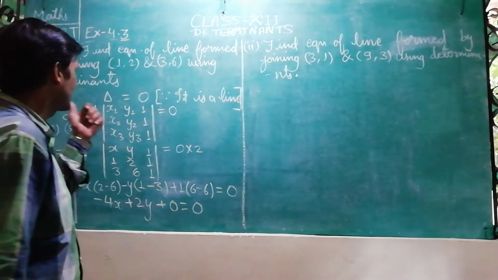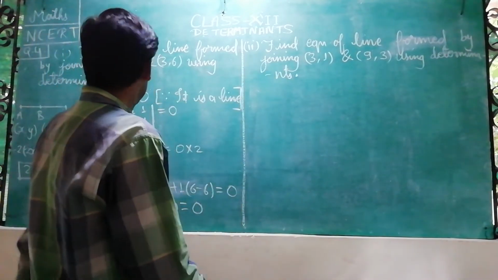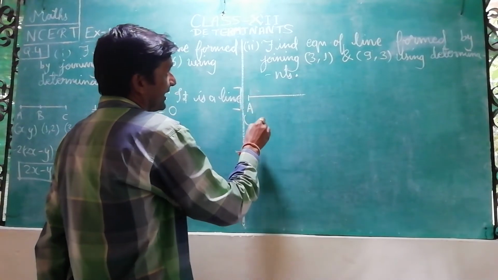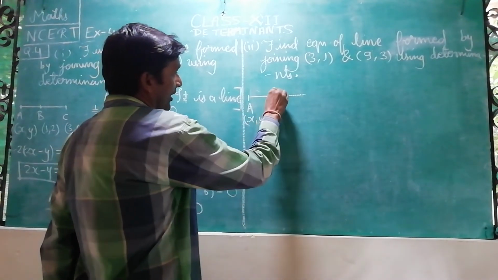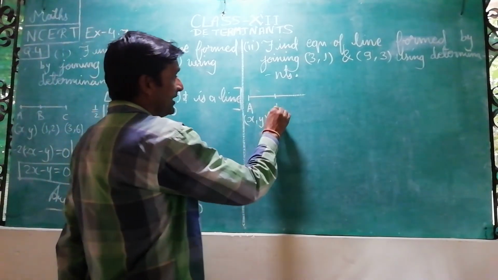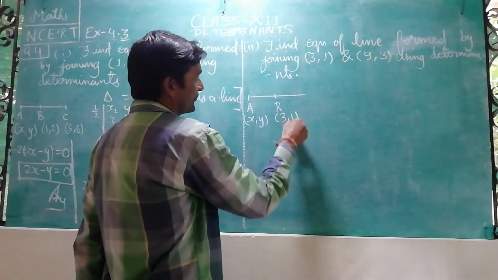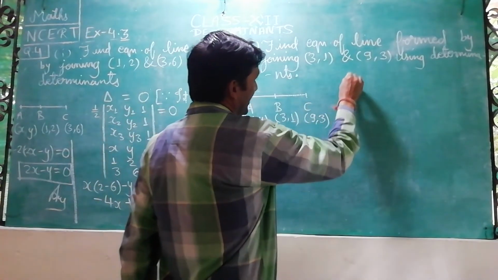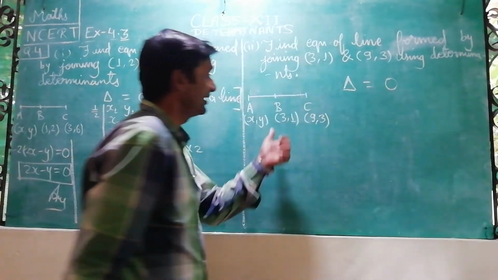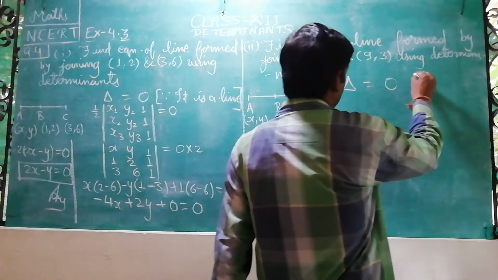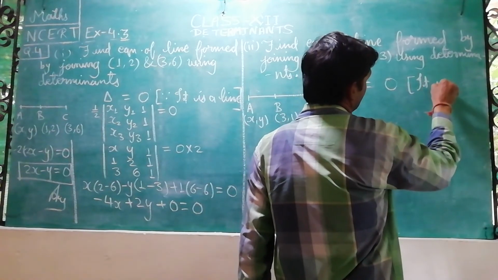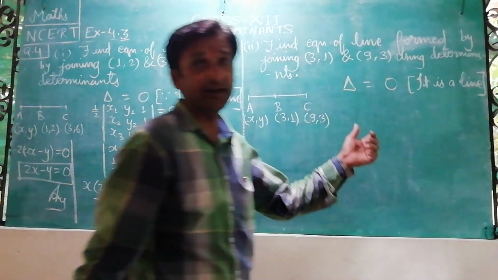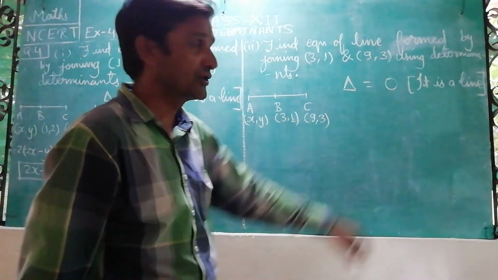Now see, the second part of question number 4 is also like that. We consider the coordinates of A as (x, y), the coordinates of B given there as (3, 1), and the coordinates of C as (9, 3). Now we write that the area of the triangle is equal to 0, because it is a line. A line has triangle area 0, because no triangle is formed there.